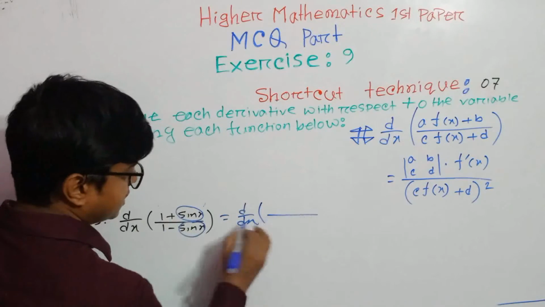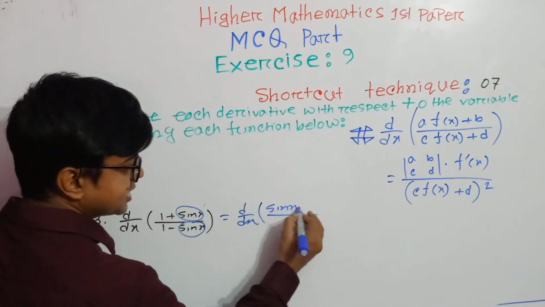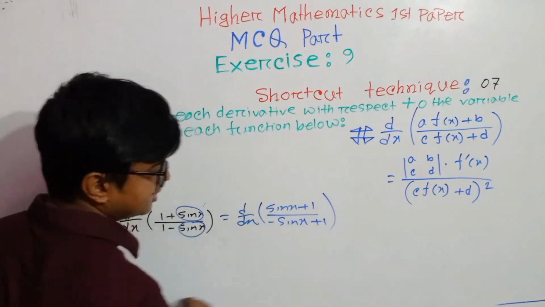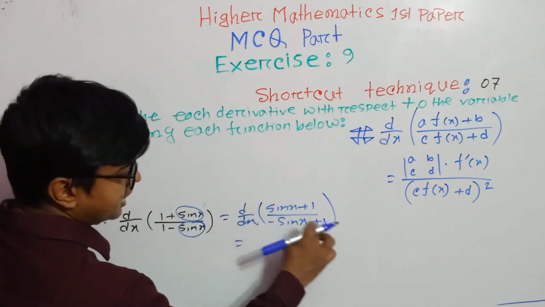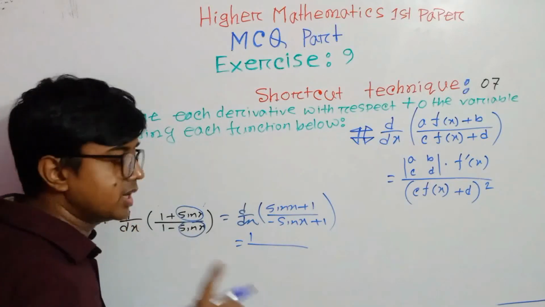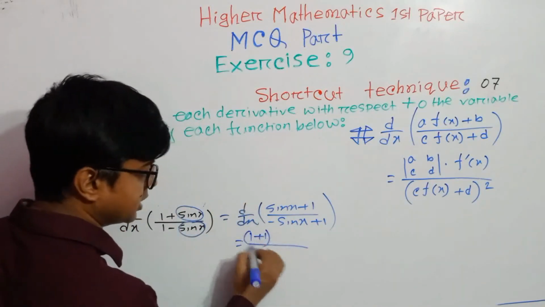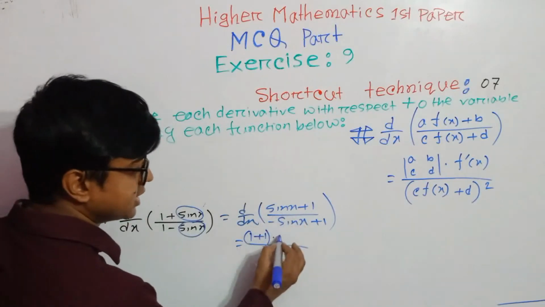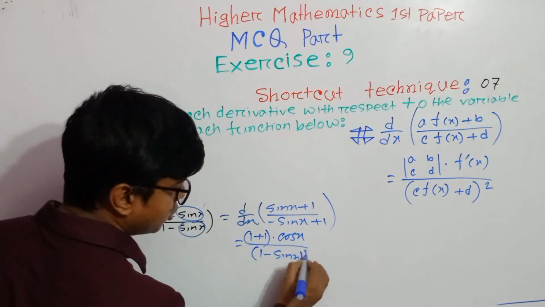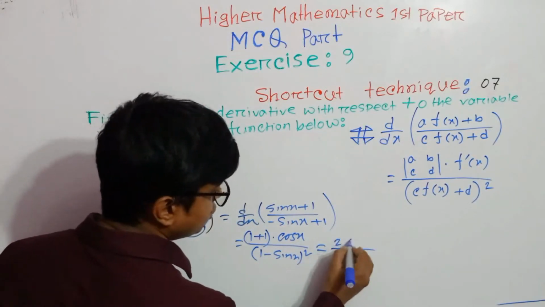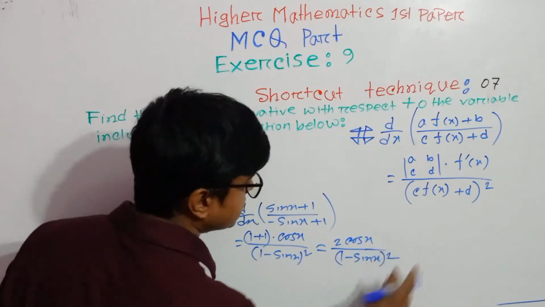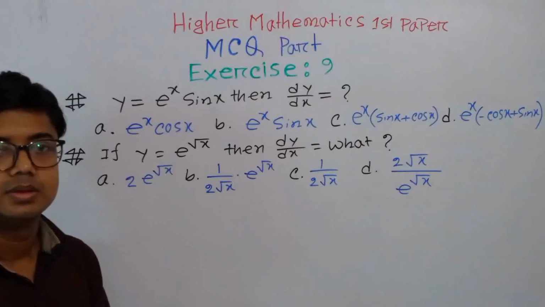d/dx of, we can rearrange it, (sin x plus 1), here minus (sin x plus 1). So our answer here: 1 into 1, that means 1, and here 1 and minus 1, it must be minus 1, and the formula is minus, so it will be plus 1. And here the first derivative of sin x will be cos x, and here (1 minus sin x) whole square. So our answer is 2 cos x by (1 minus sin x) whole square. This is the answer of this math.